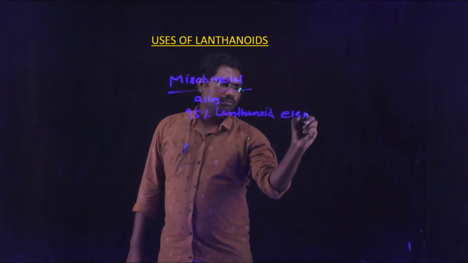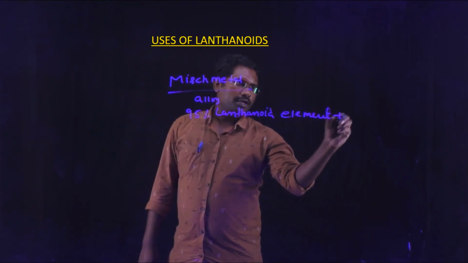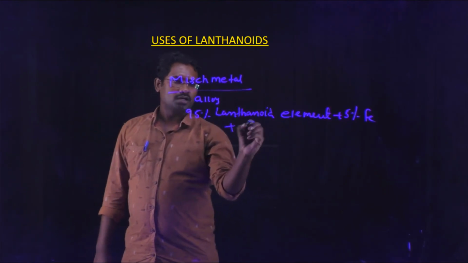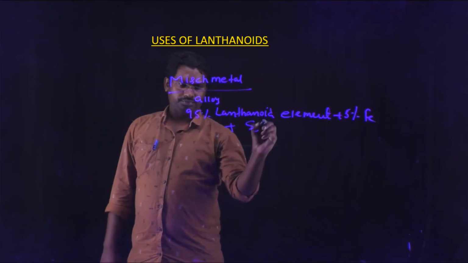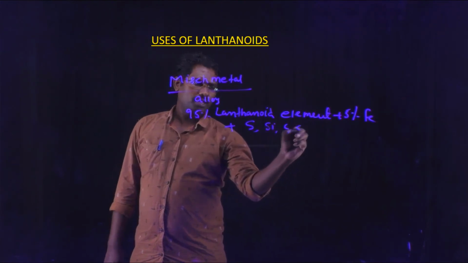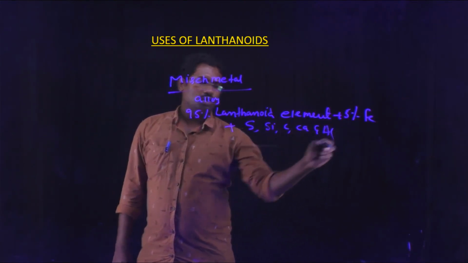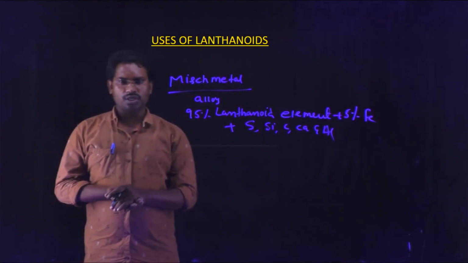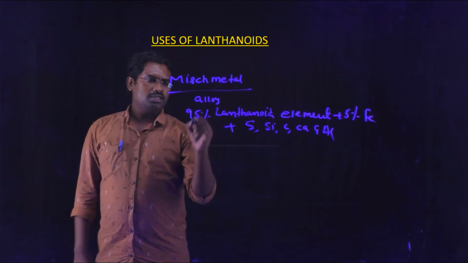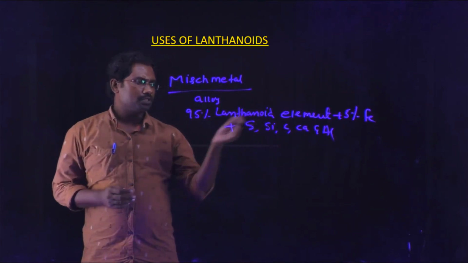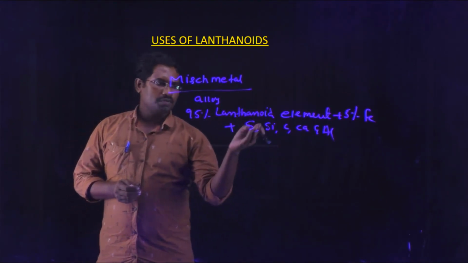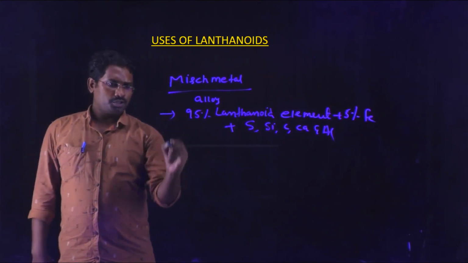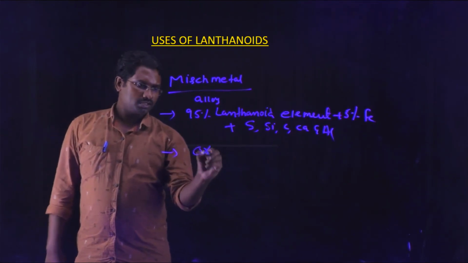and 5% iron, with trace quantities of sulfur, silicon, carbon, calcium, and also aluminum. So this is the composition of the mish metal. It is an alloy consisting of 95% lanthanide element, 5% iron, and trace quantities of sulfur, silicon, carbon, calcium, and aluminum present. Another important point is the oxides of lanthanides.